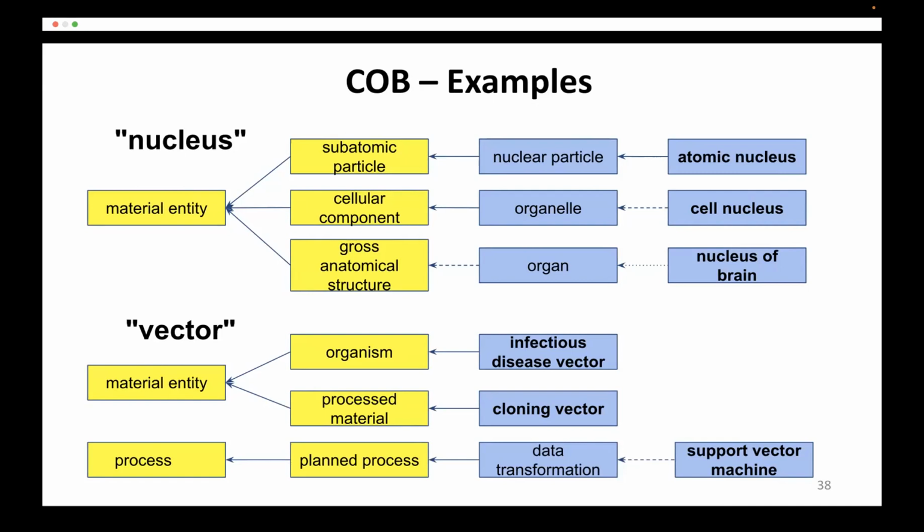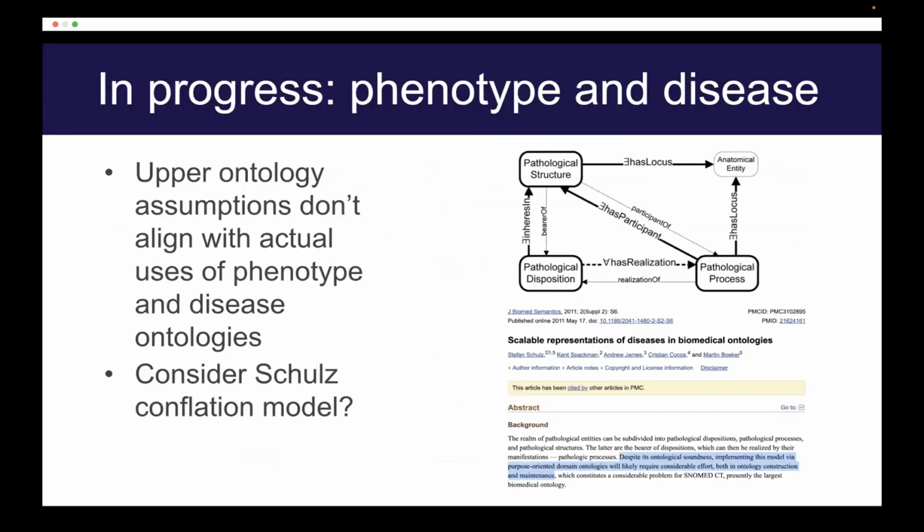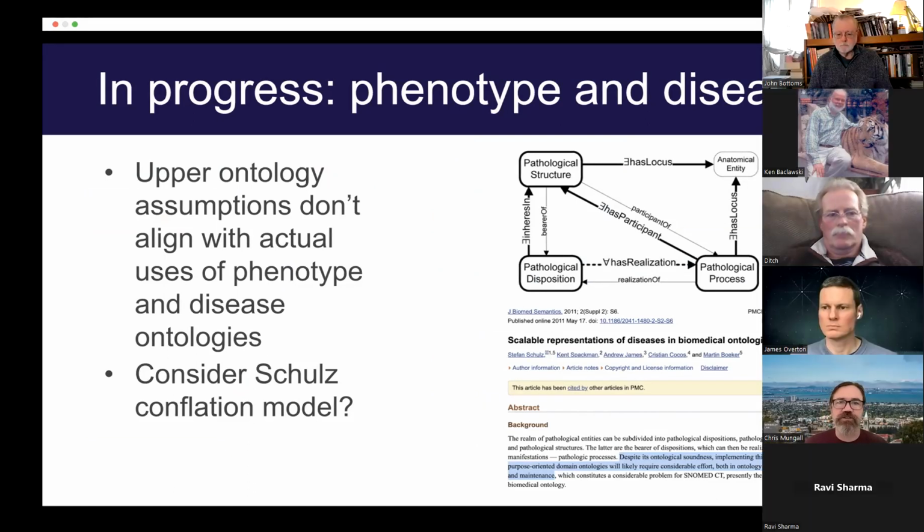So COB is by no means finished. It's ongoing work. I think we've done a pretty good job with some of the less controversial elements, such as material entities. There's a number of challenges ahead of us. One of the main ones is representing phenotypes and diseases. These are absolutely key, critical ontologies within OBO. They underpin our understanding of genetics and disease pathophysiology, how genes relate to disease and so on.